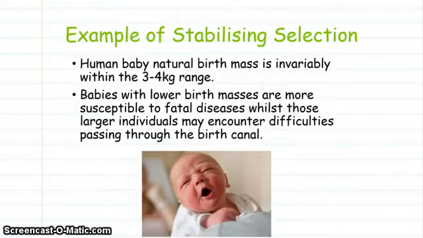An example: the birth weight of babies. Babies who are born too small generally die of some condition or another. Babies too large, however, cannot be born through the birth canal. So there's a stabilizing selection for babies to be born within the 3 to 4 kilogram range.